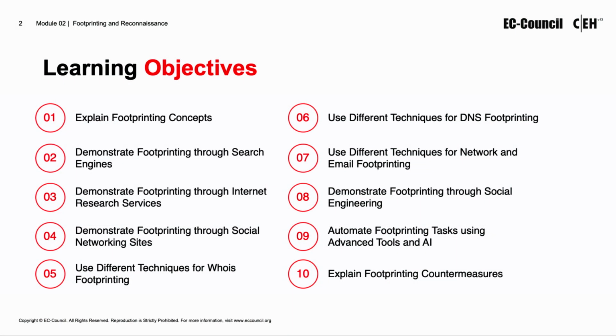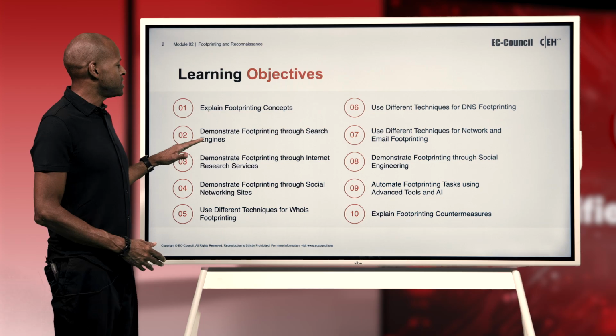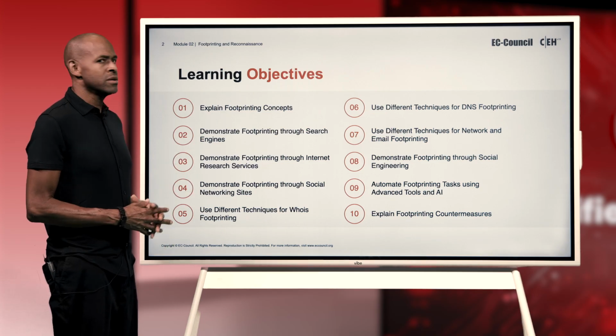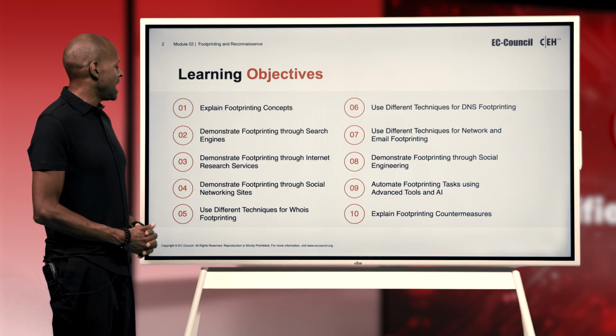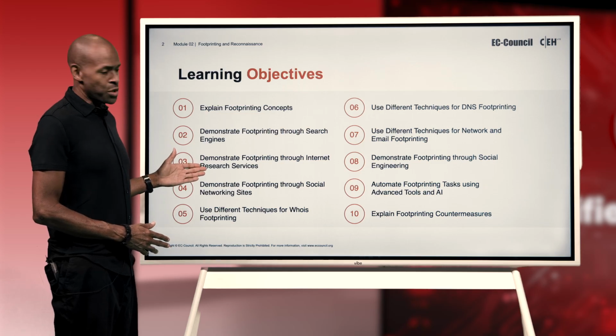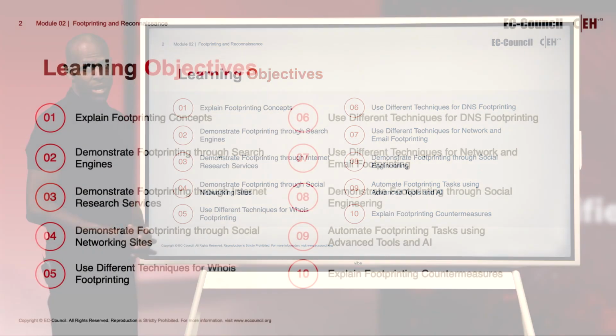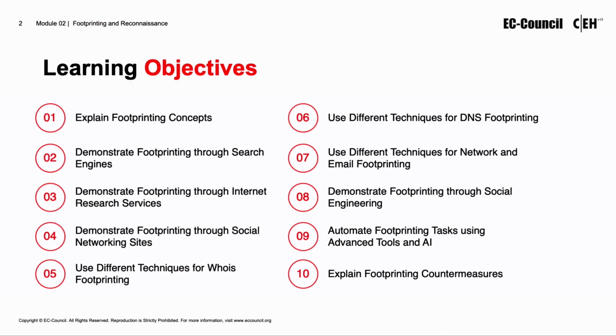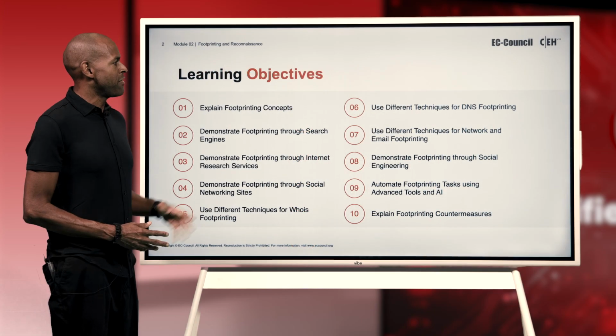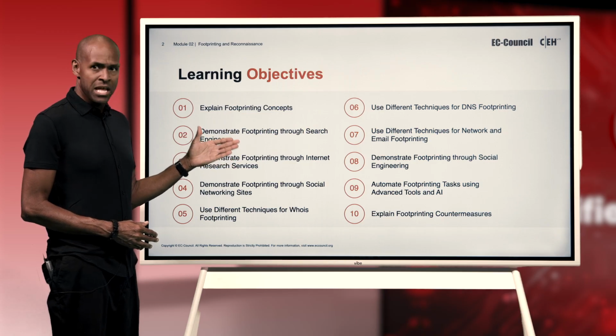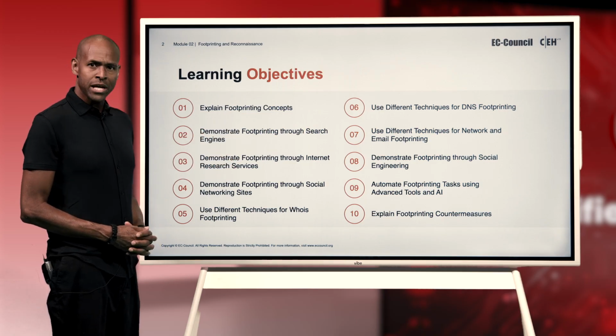We're going to start module 2 with a look at some of the basic concepts in footprinting and reconnaissance. We're going to move from there into some of the search algorithms and methodologies, and then look at internet services. We're going to look at networking sites. We're going to look at whois footprinting. So these are many different areas that we can use to pull information about various networks, organizations, etc. And then we're going to look at DNS and email. And email's in learning objective number 7.